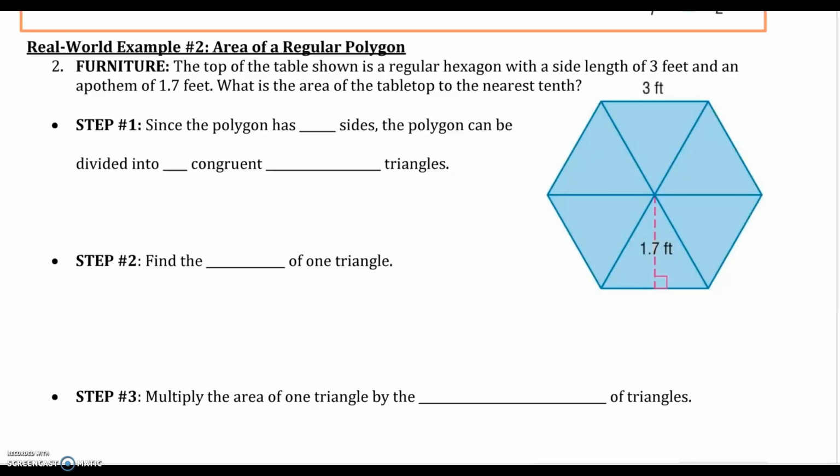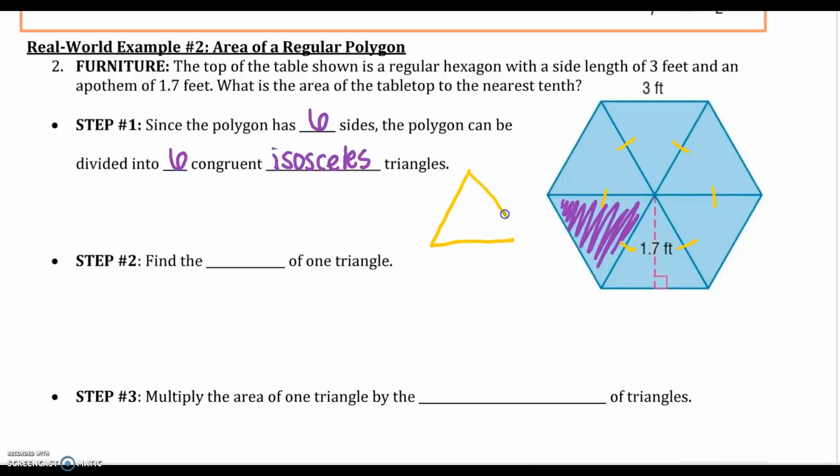The top of the basic table is shown as a regular hexagon with a side length of 3 and an apothem of 1.7. What is the area of the tabletop to the nearest tenth? So since a polygon has 6 sides, the polygon can be divided into 6 congruent isosceles triangles. So notice if I take one of these out, they're isosceles because I know that all radii are going to be congruent.